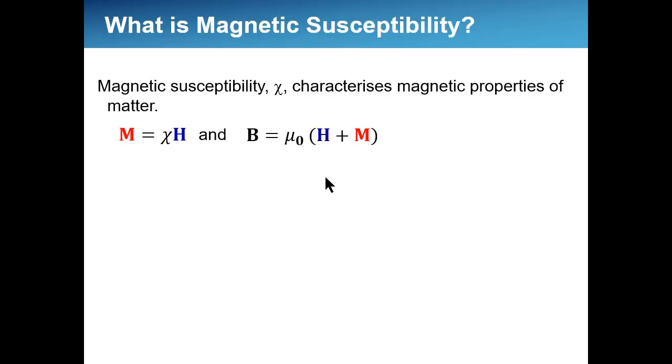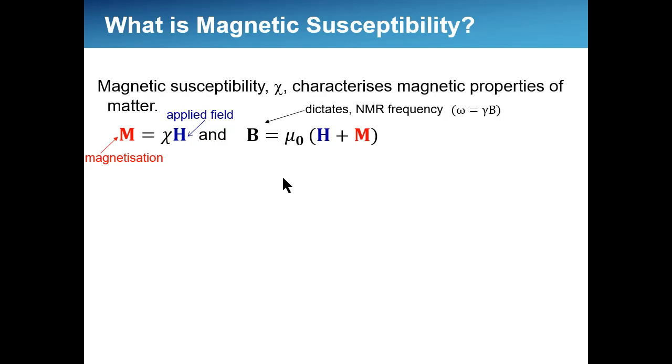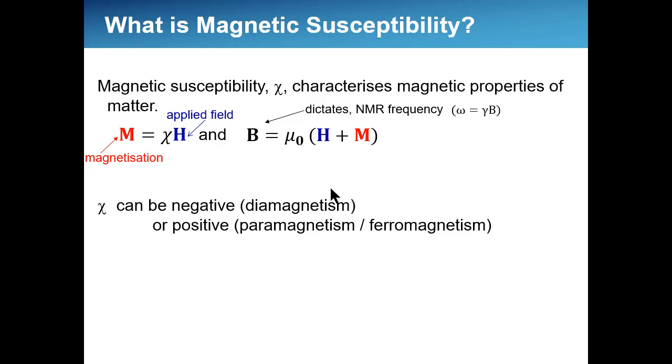So from the start, magnetic susceptibility, chi, is the thing that characterizes the magnetic properties of matter. It's essentially the proportionality constant that links the induced magnetization to the applied magnetic field. And there are actually two magnetic fields when we think about electromagnetics. So it's the magnetic induction B, which actually dictates the NMR frequency, which is what we care about usually in MRI and NMR. And that's made up of a combination of the effects of the applied field and the induced magnetization. As we've heard already, susceptibility can be negative or positive.